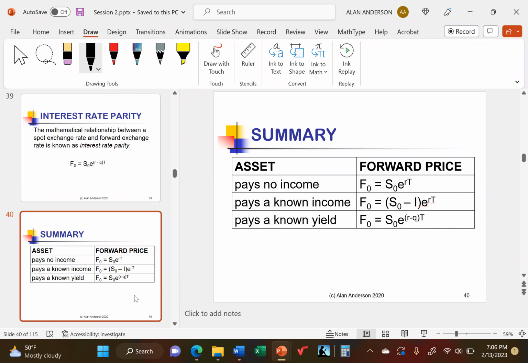And by the way, the forward price can be either higher or lower than the spot price. It depends on the relationship, in the case of the pound at least, between the US and the foreign rate of interest. Okay, so F doesn't have to be above S, it can be lower as well.